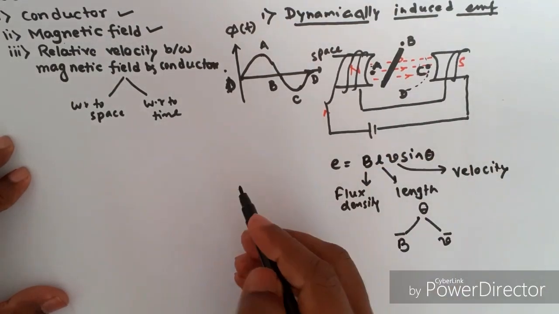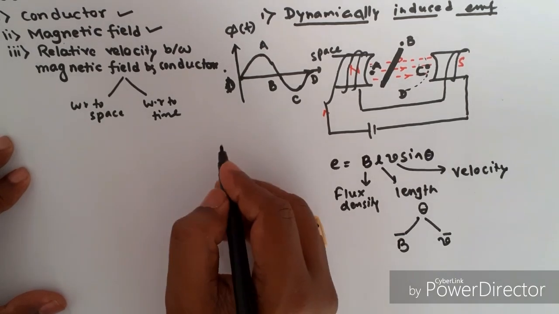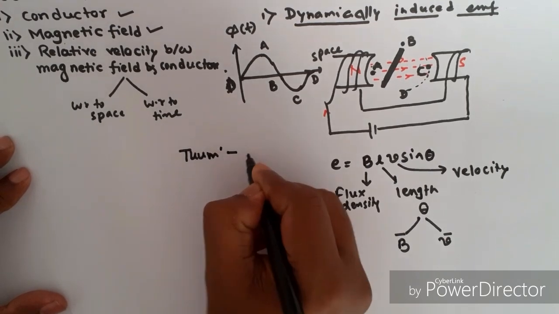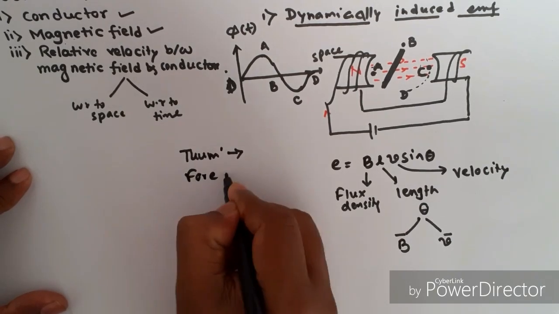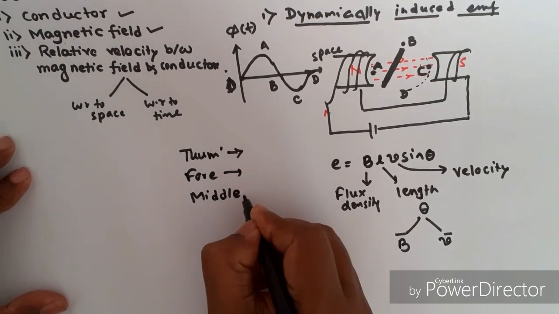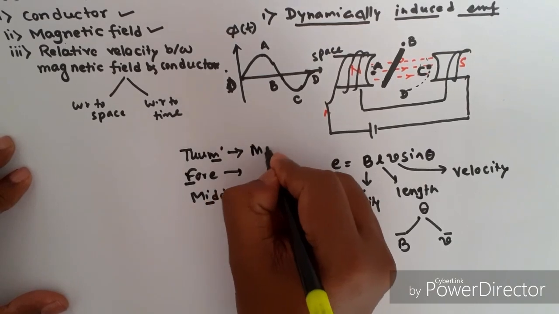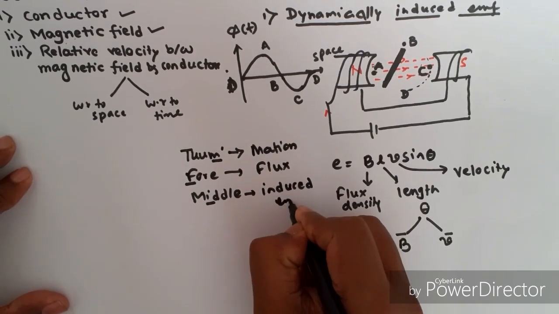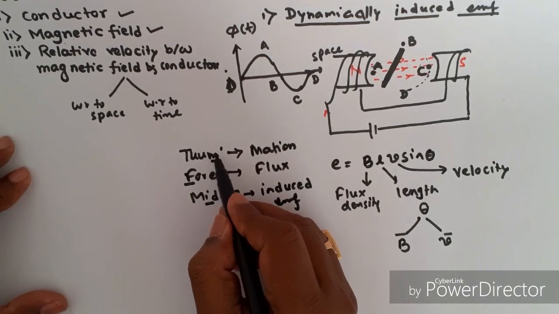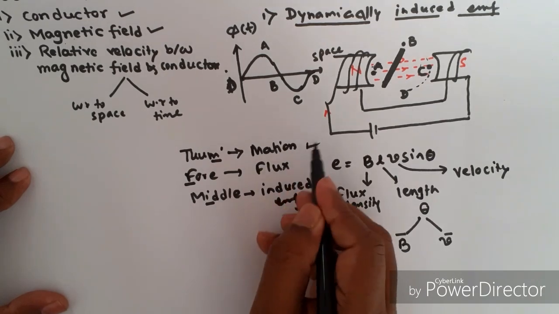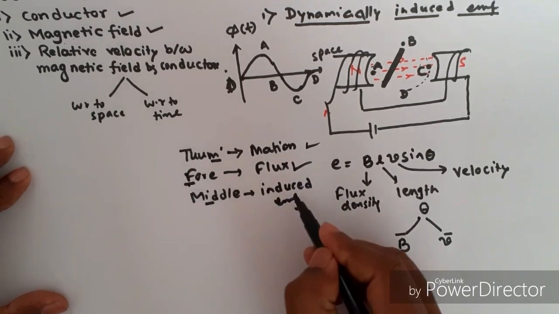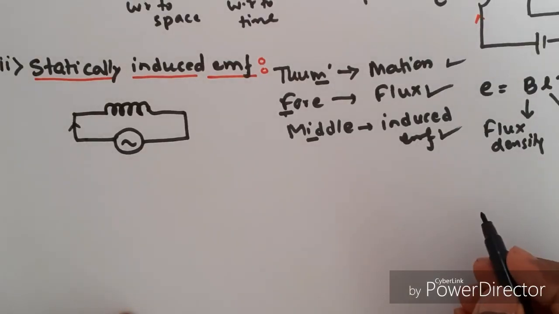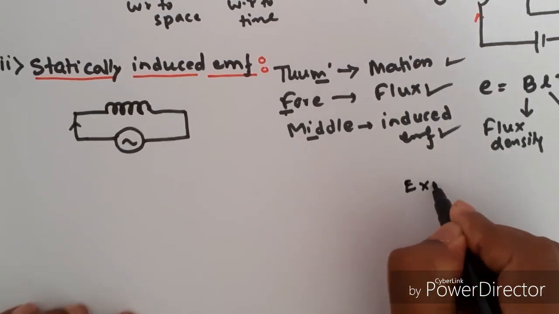The direction of induced EMF can be easily calculated from Fleming's right hand rule. According to Fleming's right hand rule, the thumb, then the forefinger, then the middle finger: M, F, I. M for motion, F for flux, I for induced EMF or current. That means the thumb represents the movement of the conductor, the forefinger represents the direction of flux, and the middle finger indicates the direction of induced EMF. An example of dynamically induced EMF is the generator.